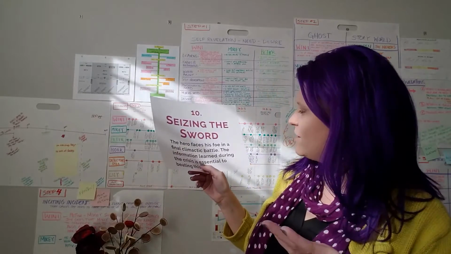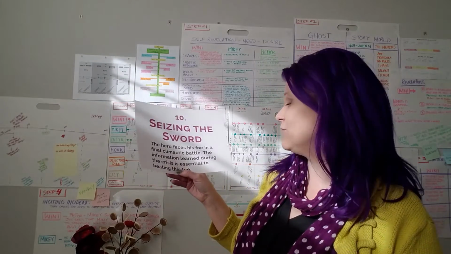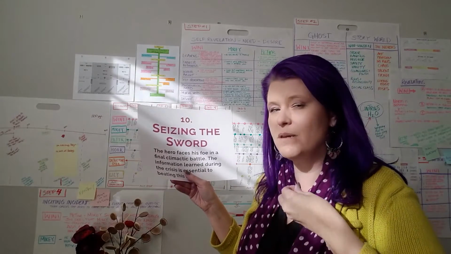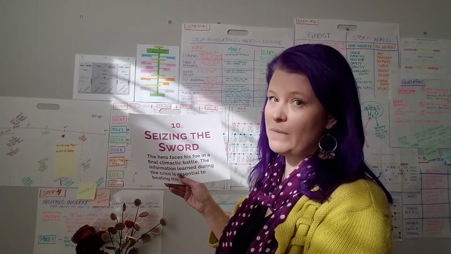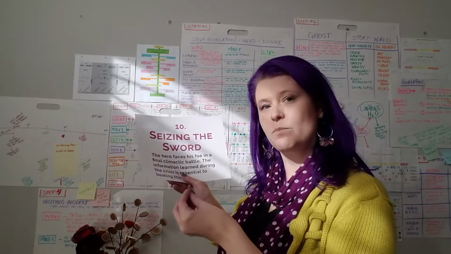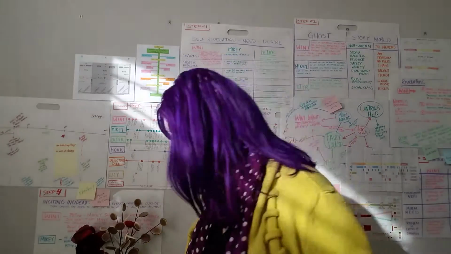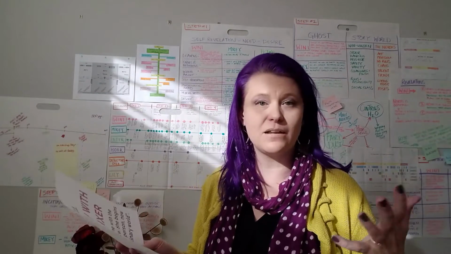So this is where the hero faces his foe in a final climactic battle. The information learned during the crisis is essential to beating this foe. This is what it means when your character is growing. They have to actually learn something from that crisis, become a new person in order to win in the climactic battle.